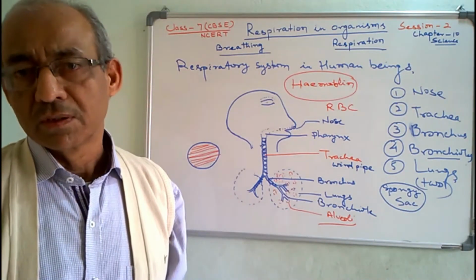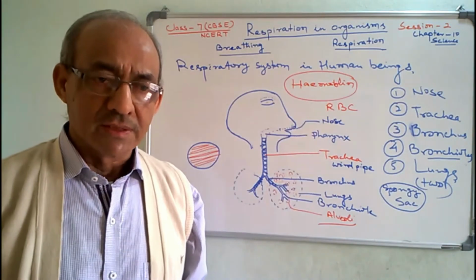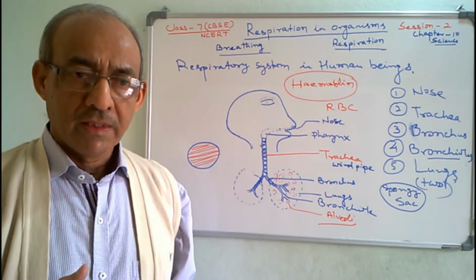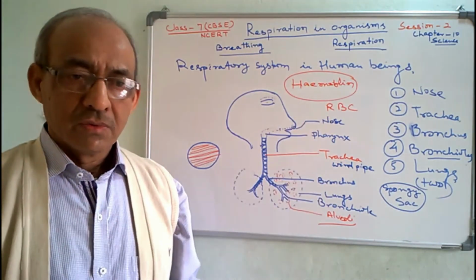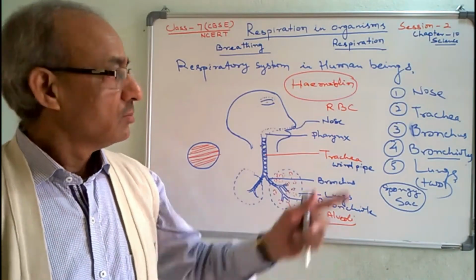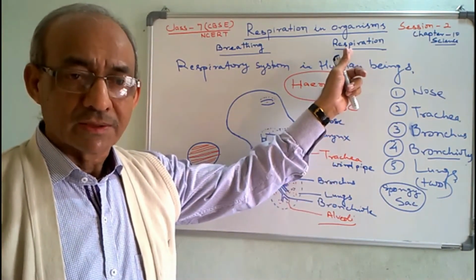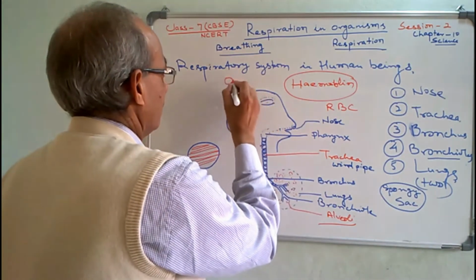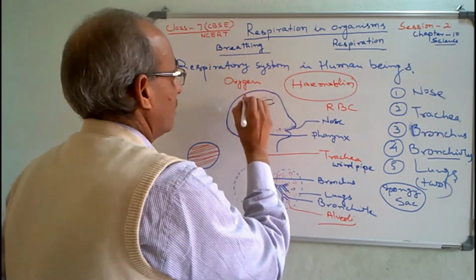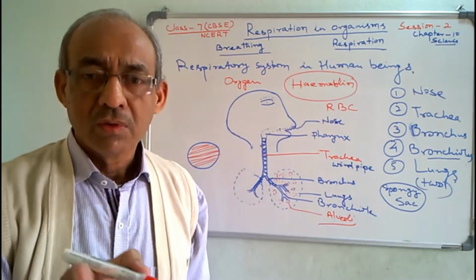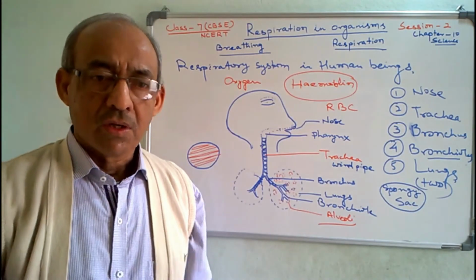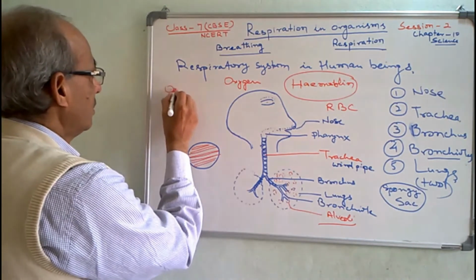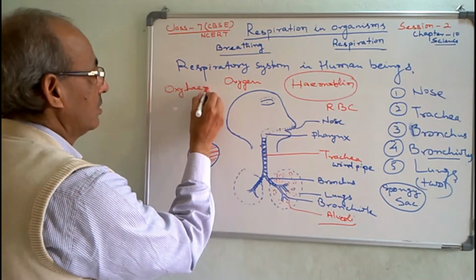Just at the entry of the oxygen in the blood vessels, hemoglobin of the RBC picks up the oxygen and carries the oxygen to the various cells. For what? For respiration, cellular respiration. In that case, the hemoglobin which carries the oxygen is called oxyhemoglobin. You note down what hemoglobin is called in that case? The oxygen carrying hemoglobin is called oxyhemoglobin. What is it called? Oxyhemoglobin.